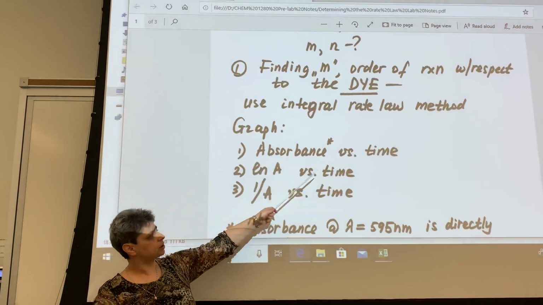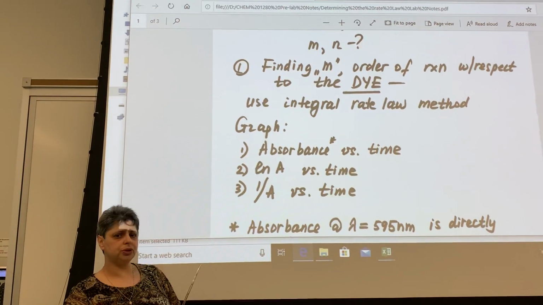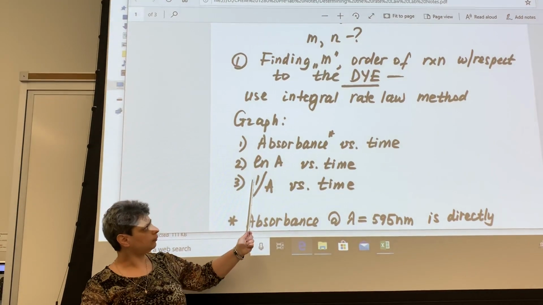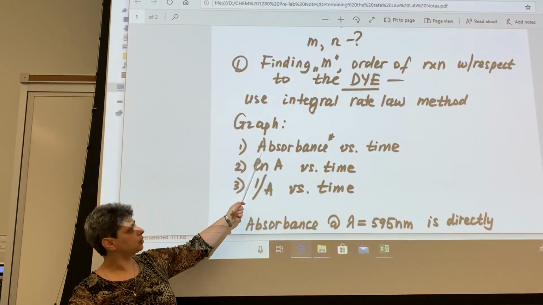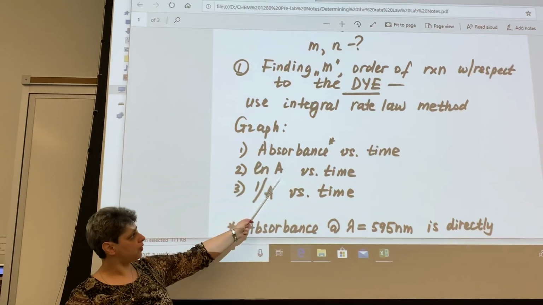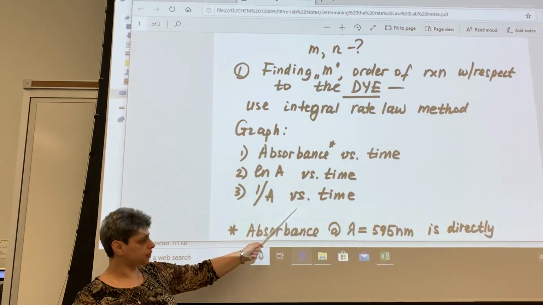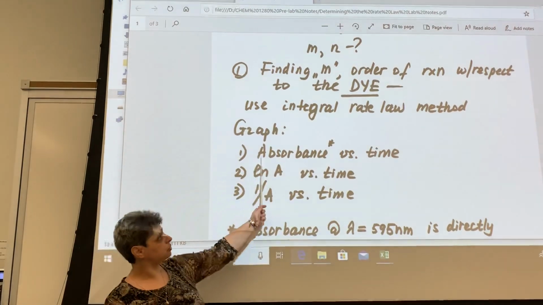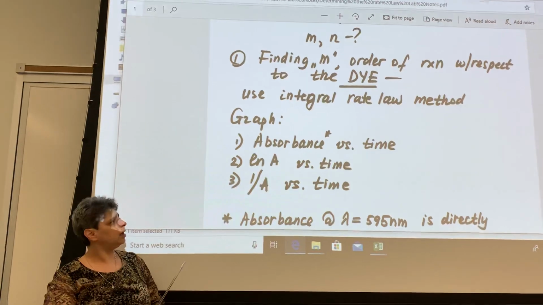So absorbance versus time is what we're going to be collecting, and that's what you're going to see reflected in the Excel spreadsheet once you get the files in the email. And then we're going to use absorbance versus time data to create 2 additional graphs. The first one will be natural log of absorbance versus time, and the third one will be 1 over absorbance versus time. And so that will be your job, to take raw data, which will be absorbance versus time, and then create 2 additional graphs.